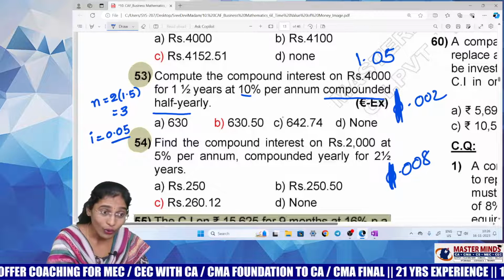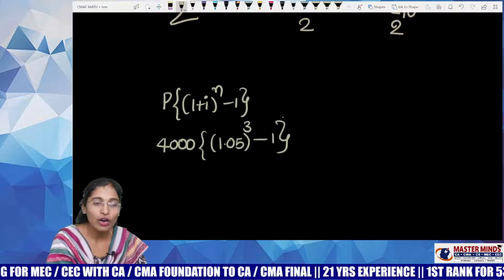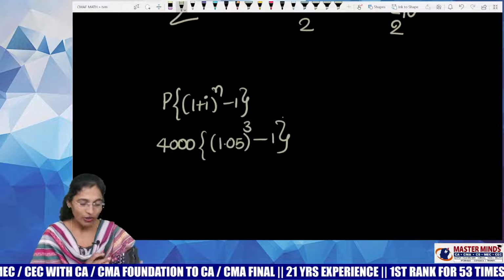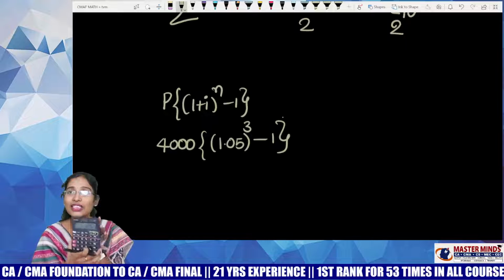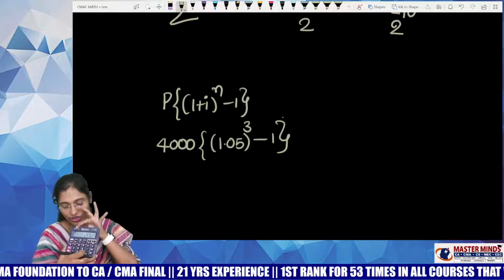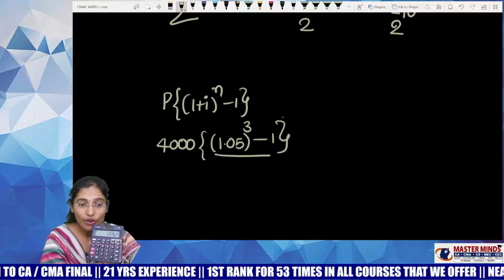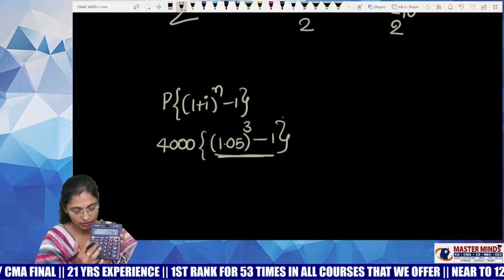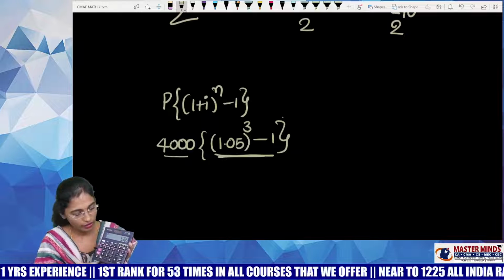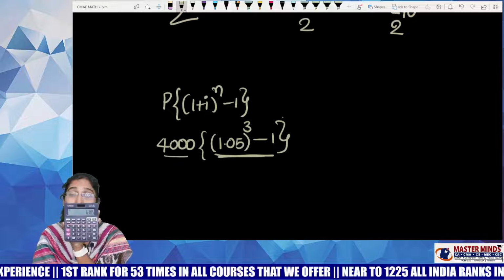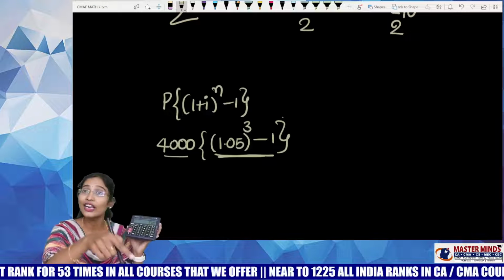So guys, what is 1 plus i? Tell me. 1.05. Whole power how much is needed? 3. So tell me, what is 1.05 whole power 3? 1.05 whole power 3 means I need to use till my fourth step. Got it? Fourth step. So you're done with this, no? Now next go for minus 1. Next go for into 4000. What's your answer? 630.5. Guys, what I wish to tell you is you should not enter 4000 at the beginning.